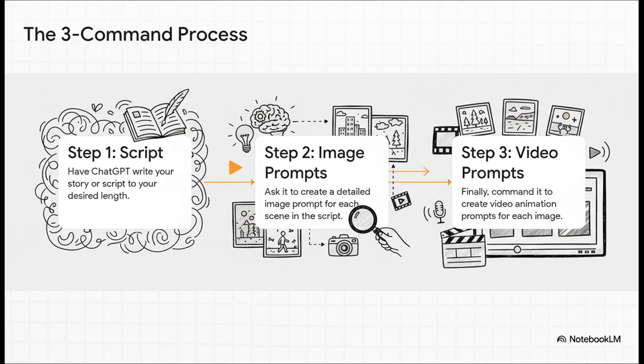First, you just have it write your story for you. Easy. Second, you ask it to chop that story up into scenes and write a super detailed image prompt for every single one. And third, you have it create a matching video animation prompt for each of those images. And just like that, you've got the entire blueprint for your video.